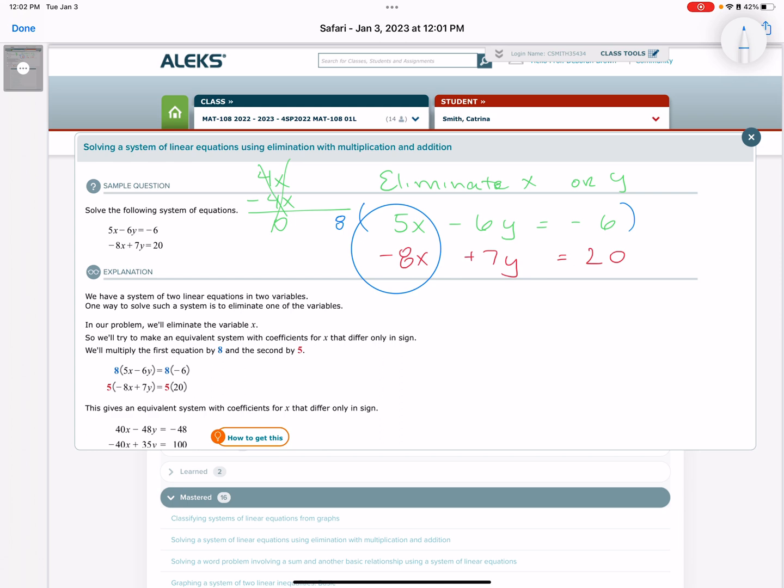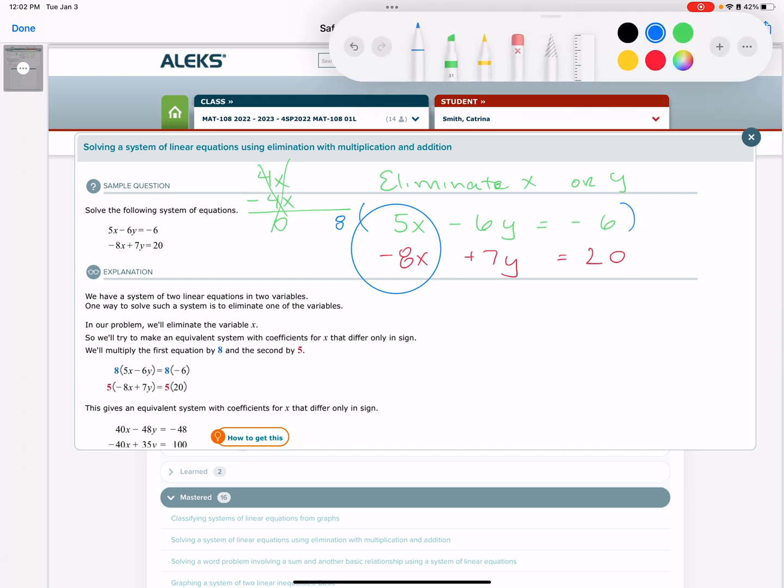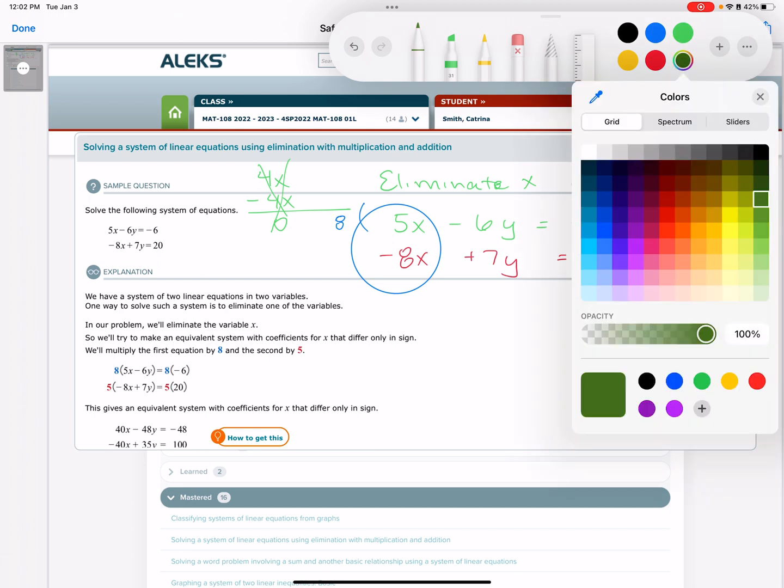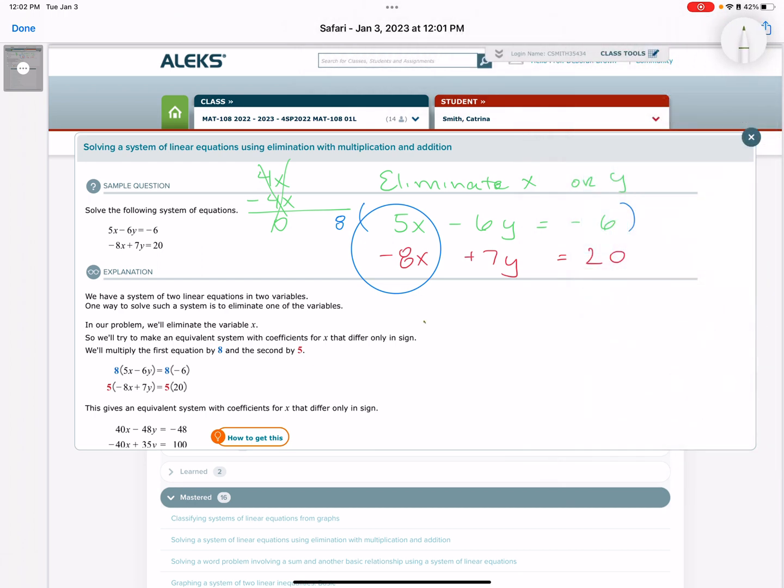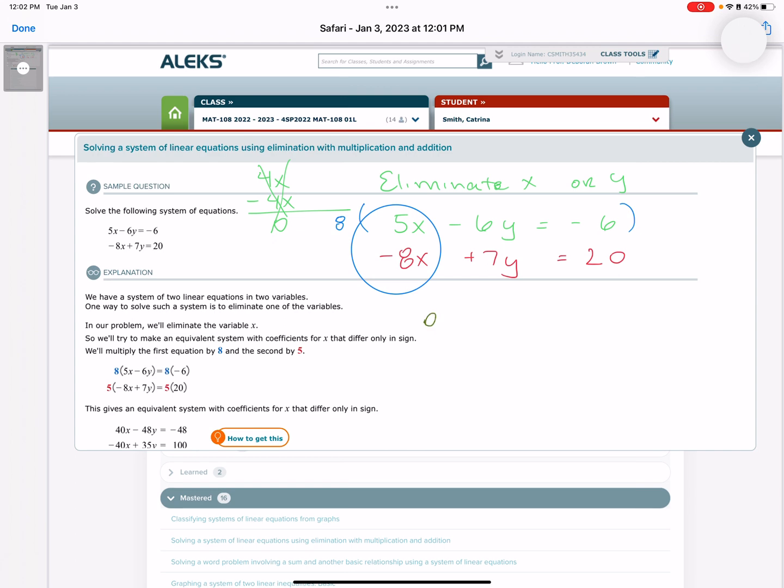So, and then what happens when I do that? I get 40. Well, let me make it green again just so we know which one is which. I'll just make it a little bit darker green just so we know that's one. This is it multiplied out. So 8 times 5 is 40x. 8 times negative 6 is negative 48y. And 8 times negative 6 is negative 48.